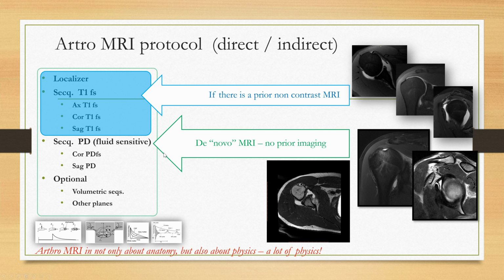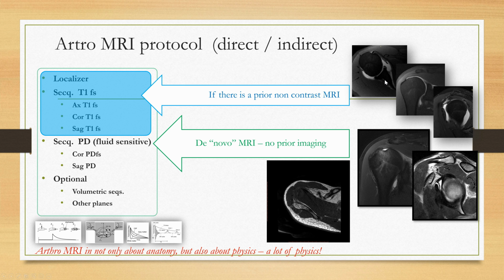Regarding arthro MRI protocol, this is something you need to understand. Arthro MRI, in fact, is only T1 sequences, T1 with fat saturation, because on T1 everything is gray or black and the contrast is white, so you see very well every kind of fissure, every kind of cartilage defect.